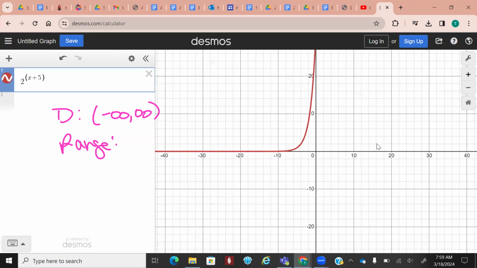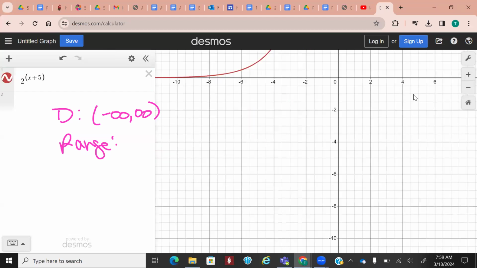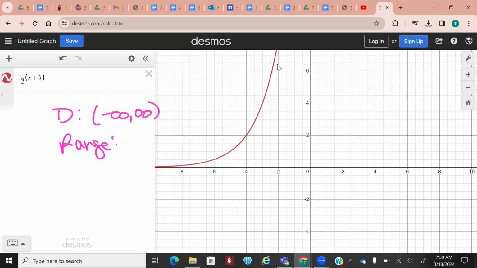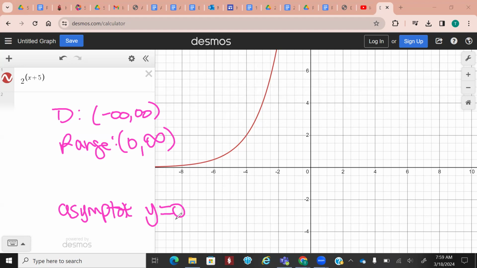What value? Well, it's on the x-axis, right? And we call that line y equals 0. So our range is going to be from 0 to +infinity. Our asymptote, we just had that conversation, is going to be y is equal to 0.